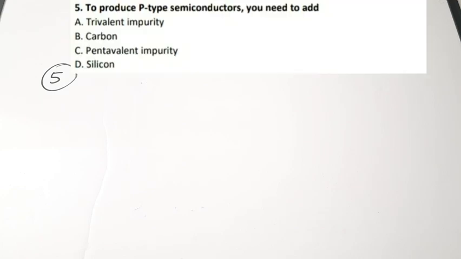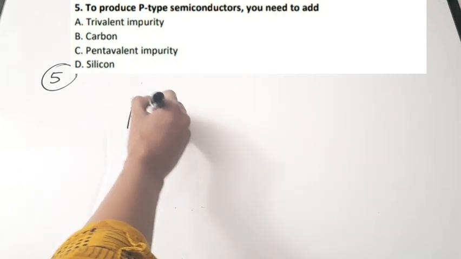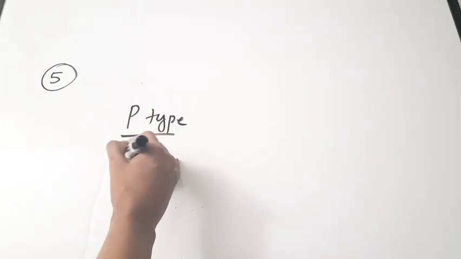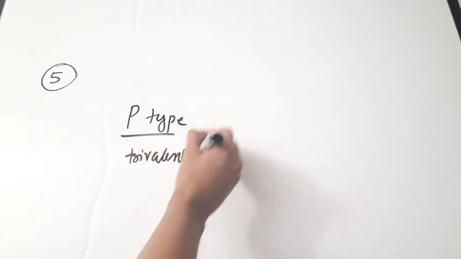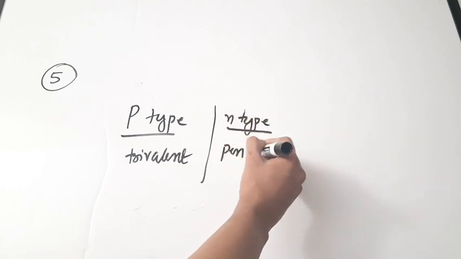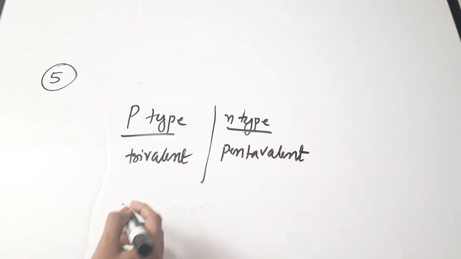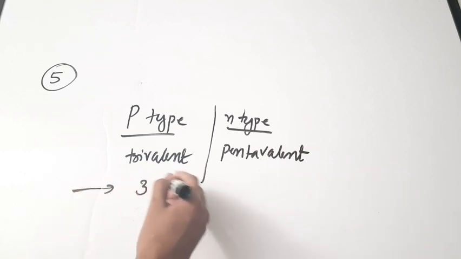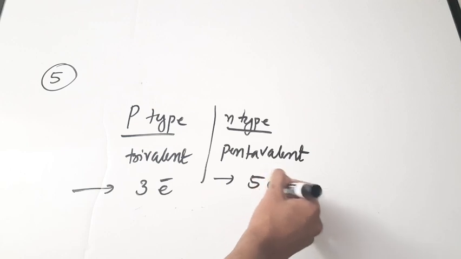The fifth question is, to produce a p-type semiconductor, you need to add dash. The options are A, trivalent impurity. B, carbon. C, pentavalent impurity. D, silicon. In order to produce a p-type semiconductor, you need to add a trivalent impurity. In order to produce an n-type, you should add a pentavalent impurity. Trivalent impurities have 3 electrons in the outermost shell. Pentavalent has 5 electrons in the outermost shell.